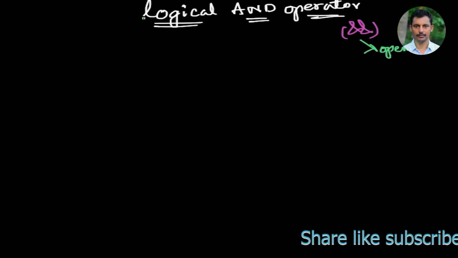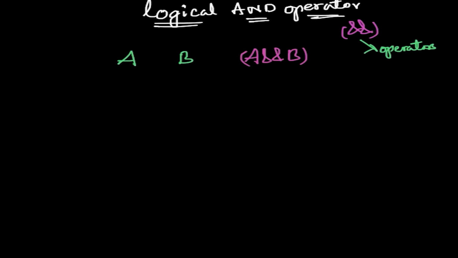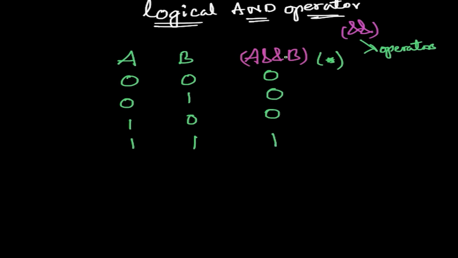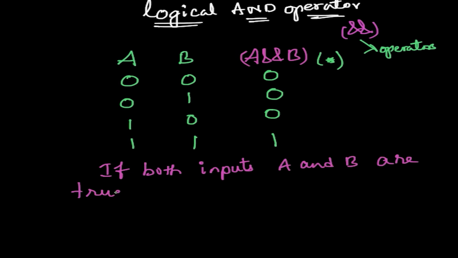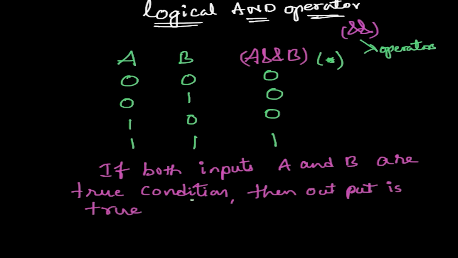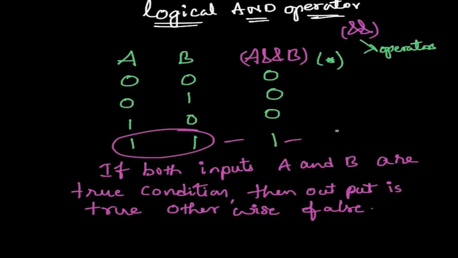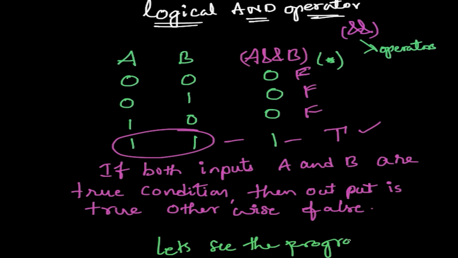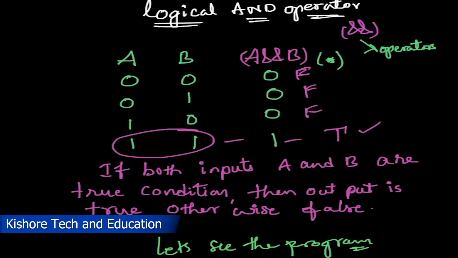Logical AND operator. Here we will see the truth table. A, B. If both inputs A and B are true condition, then output is true. Otherwise, false. So what is the theory here? If both inputs A and B are true condition, then output is true. Otherwise, false. Let's see the program.